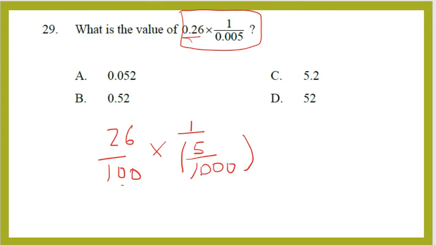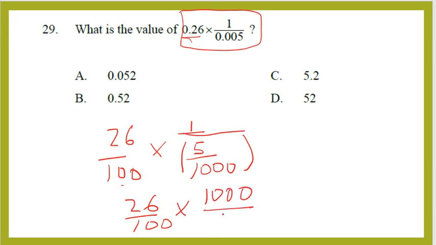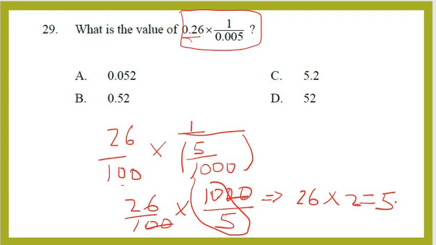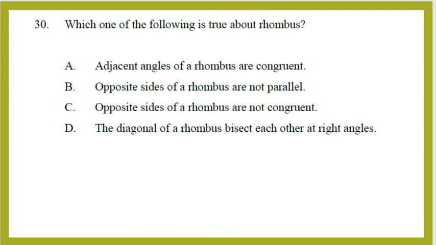This is one way, and you can do it another way also, by the way. So 26 over 100 will be multiplied with this one, flipped, because it is 1 over it. When you flip it, it's going to be 1000 over 5. Then you can cut the 2 zeros here, and 10 over 5 means it's 2. So what's left is 26 times 2, because 10 over 5 means 2. So it's going to be 52. The answer 52 is found in D. That was 29. The last one, 30.